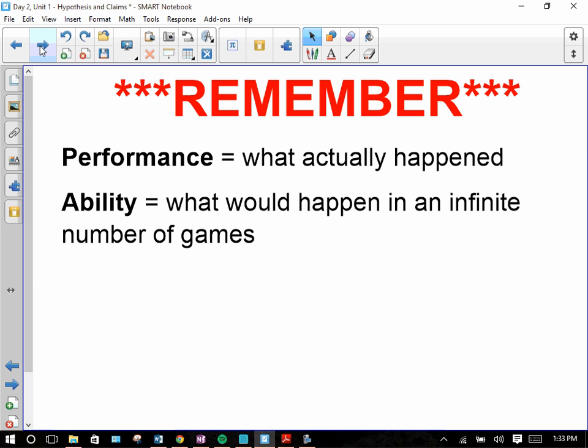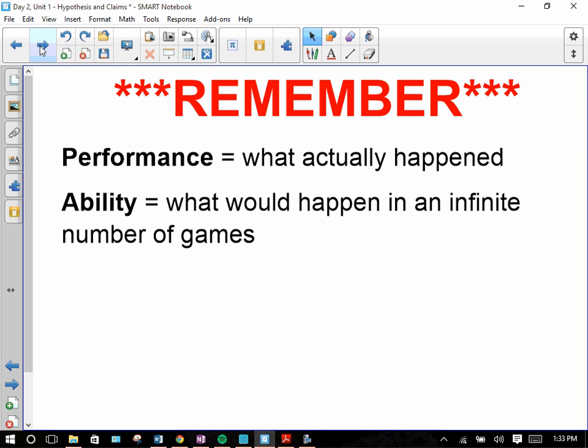And this idea of performance and ability is going to become more and more important as we move along this year. It's going to change, it's going to evolve a little bit, but we're always going to keep building on these ideas that performance is what actually happened, and that ability is something that happens in an infinite number of games. Okay? So that's why that's in bold red letters, because it's going to keep coming up throughout the rest of the year. There's a few more seconds to write it down.